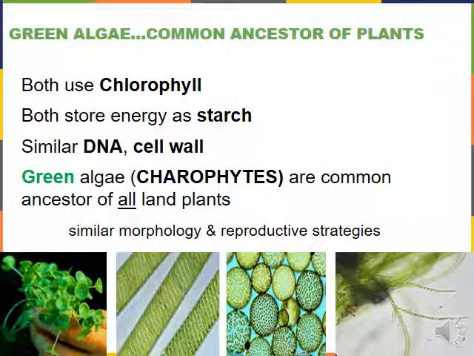So to talk a little bit more about green algae from the perspective of them being the common ancestor of plants, we'll have an article, like I said, that we'll read about a certain kind of green algae called charophytes. Once again, to reiterate, both this kind of green algae and green algae in general, in relation to plants, both use chlorophyll, both store excess energy or food as starch, and they have very similar DNA and cell walls. Specifically, the charophytes are a very common ancestor of all land plants. So we'll talk a little about the evolution of land plants from freshwater or aquatic plants, and their similar morphology and reproductive strategies. It's interesting to basically link green algae to one of our next organismal groups, plants.